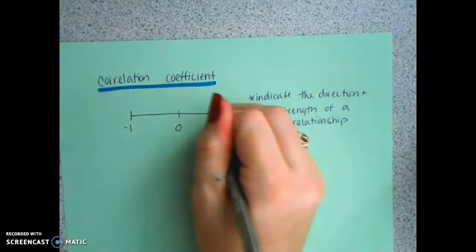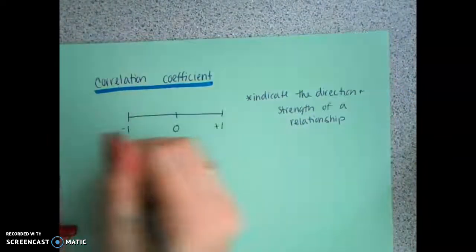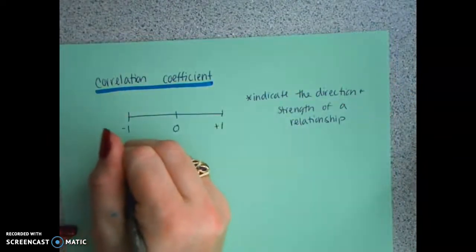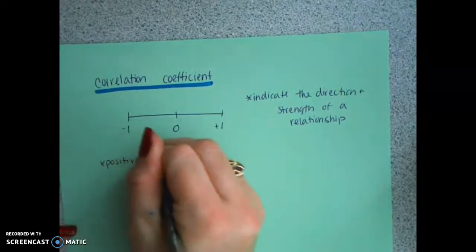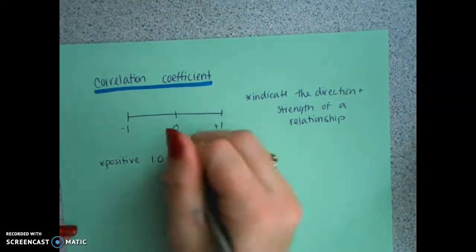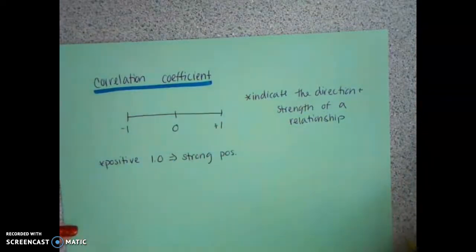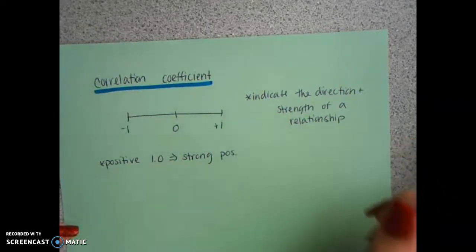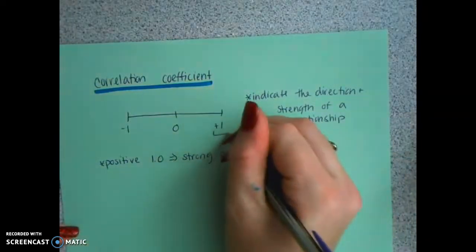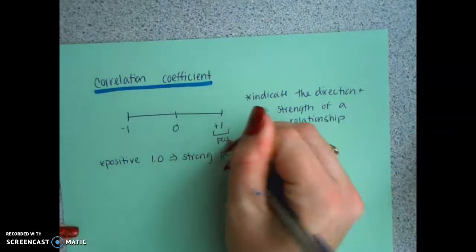If it is a +1, so I'll just put +1, like it's a 1.0 relationship, that is an extremely strong positive relationship. It doesn't get stronger than that. So if I told you the relationship between shoe size and height was 1.0, you could very clearly predict someone's height based on their shoe size. It's as strong as you can get. So this is a strong positive correlation.